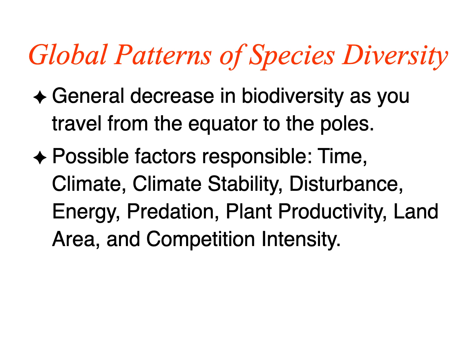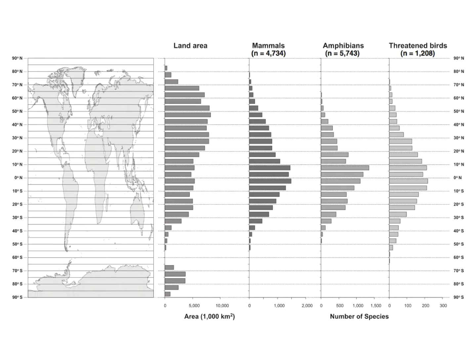Some possible factors that may be responsible for more diversity in one place and less in another are things like time for evolution to occur, climate stability, the amount of disturbance, the amount of energy that's available to create biomass, phytomass to feed herbivores, and herbivores being fed by carnivores, the amount of predation in an environment, plant productivity, the amount of land area, and competition intensity.